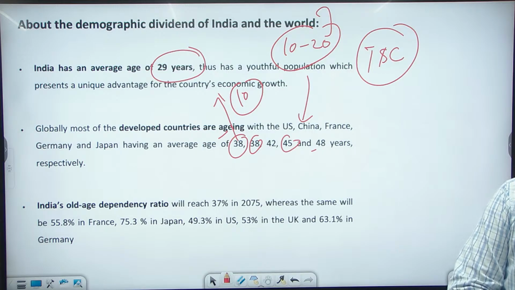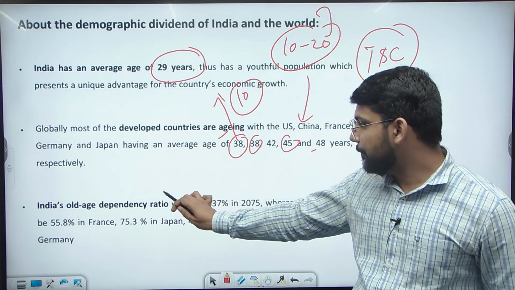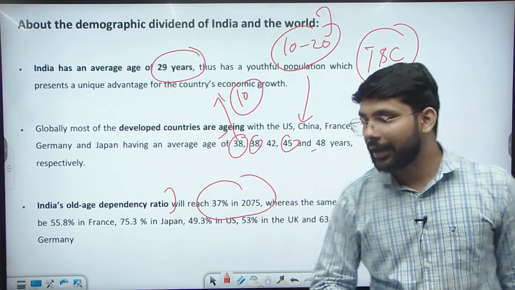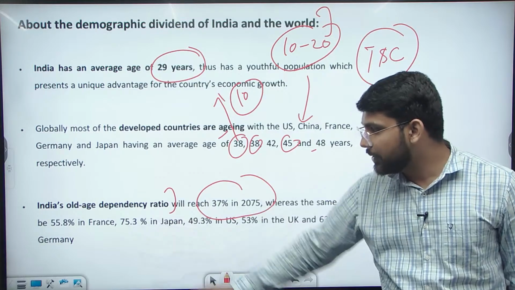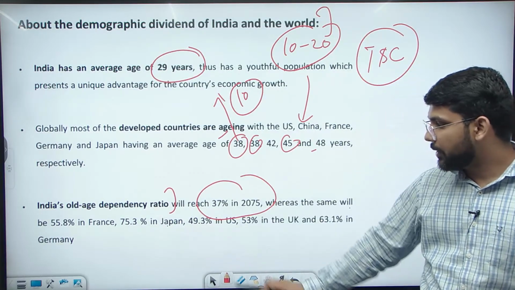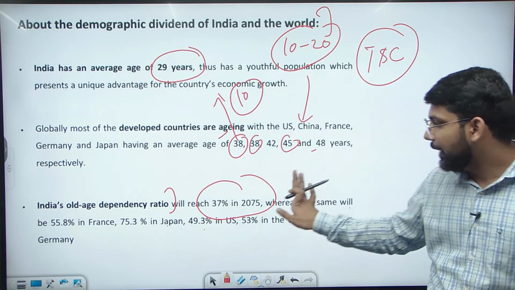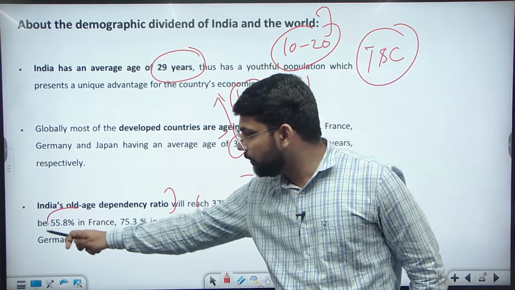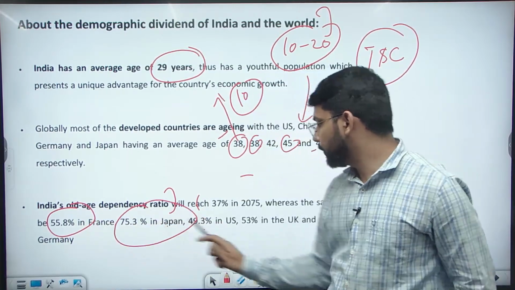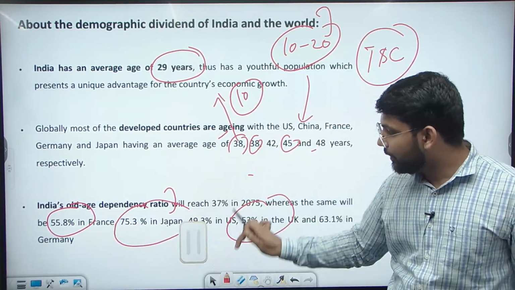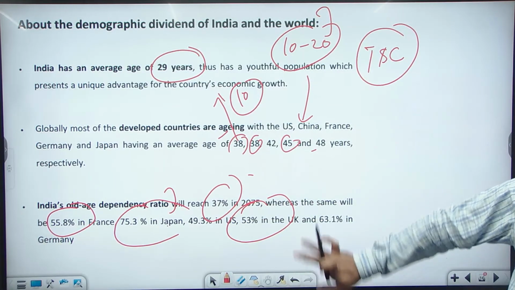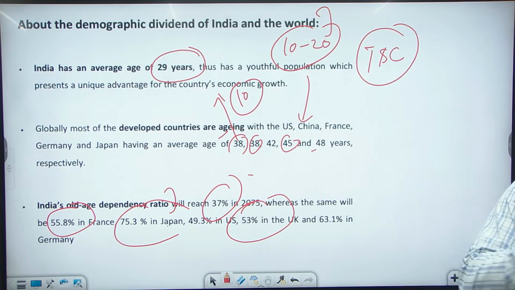India's old age dependency ratio will reach 37% in 2075, where the other countries have 55% for France, 75% for Japan, 49% for USA and 53% for the United Kingdom. Means this percent of the population will be aged population. But in India, the condition is reverse. We are only having 37% of the aged population till 2075. Means we are having a bigger period, 50 years in between that.